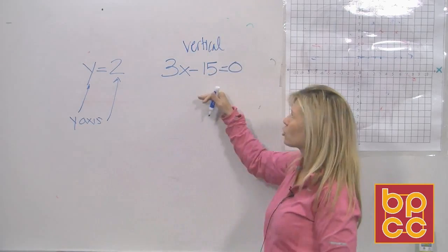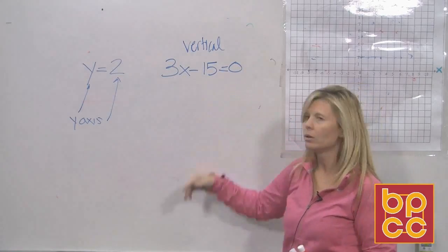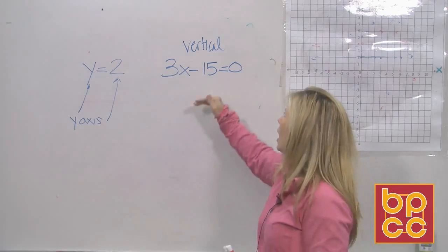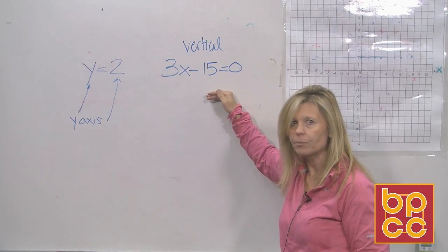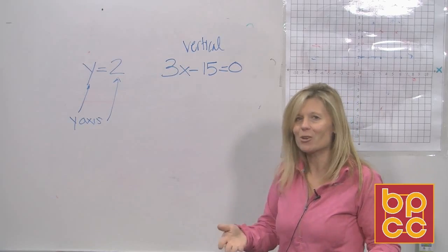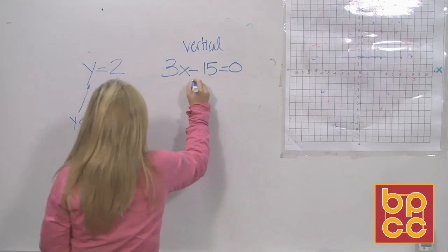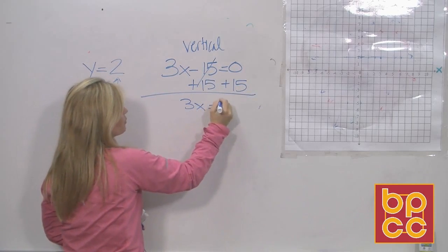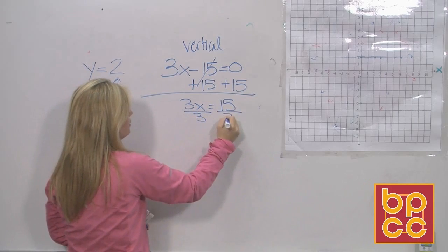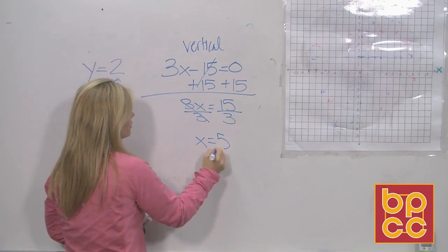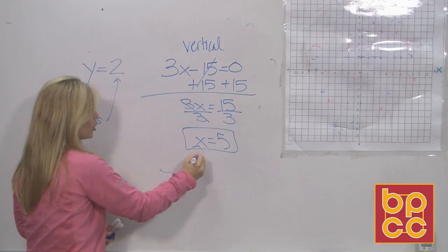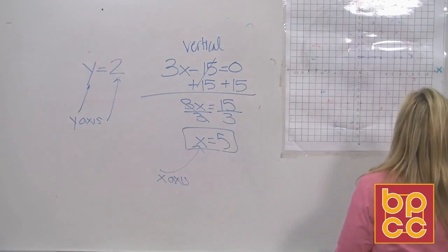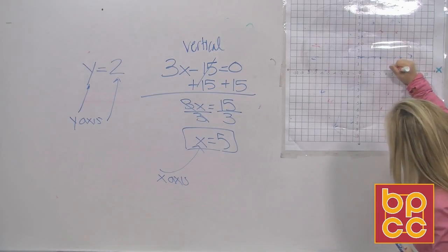Now, it's not ready to draw yet because it's not telling you where to go. See how this was y equals 2? It told you go to the y-axis to 2. We need to get this one ready to tell us where to go. So what are you going to do? That's right, you're going to use your skills and get x by itself. So we're going to add 15. 3x equals 15. We're going to divide by 3 and get x equals 5. That I understand. That says go to the x-axis to the number 5. So I will do that. I will go to the x-axis to the number 5.